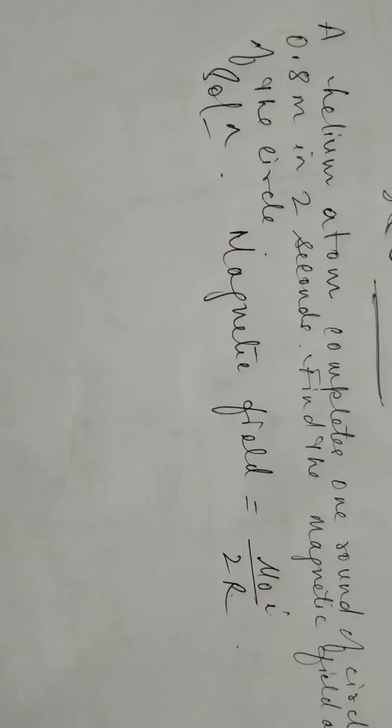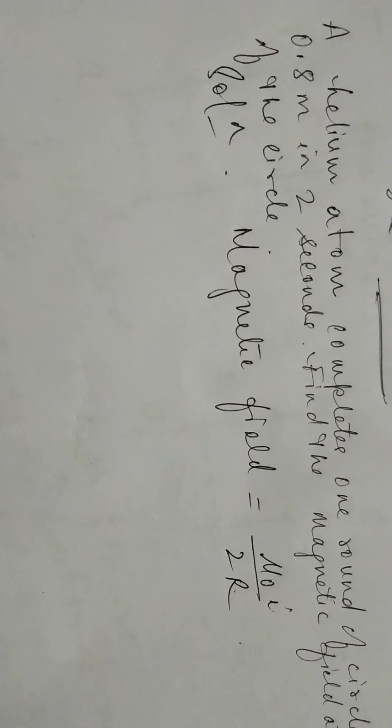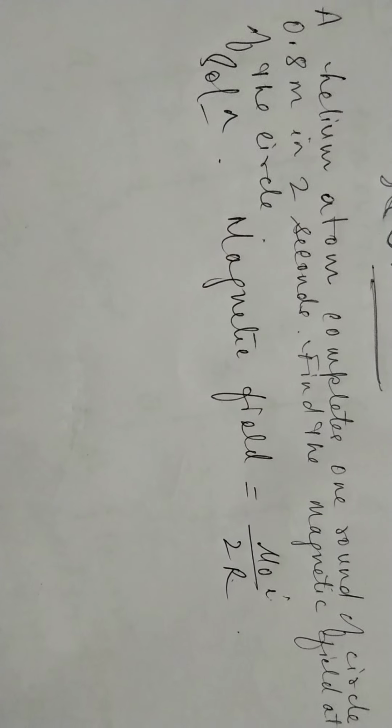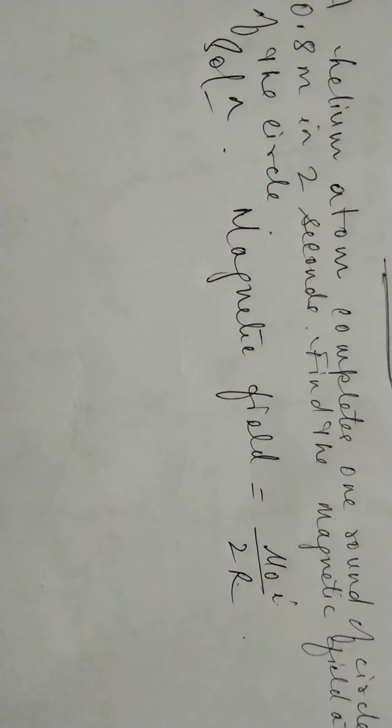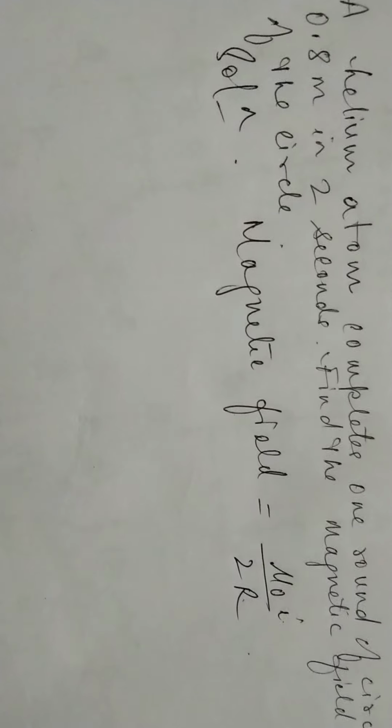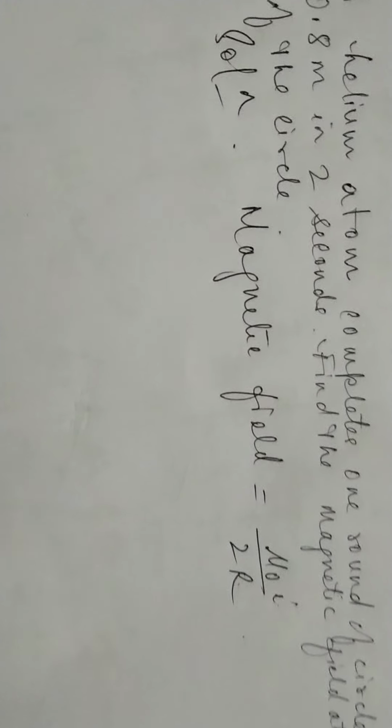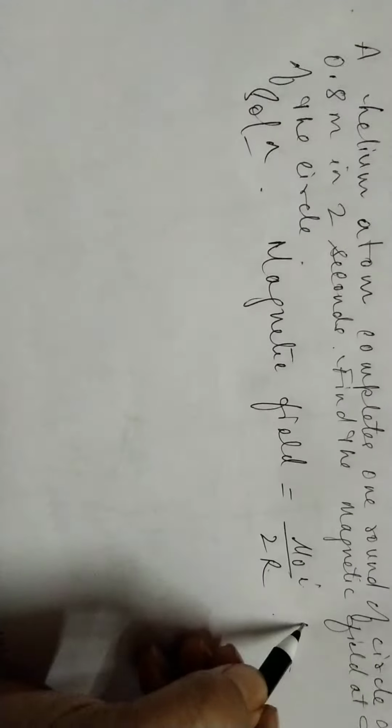Mu 0 we can easily put as equal to 4 pi into 10 to the power minus 7. R is given, but in the question I is not mentioned. So how can we take up the value of I? We need to find out the value of I. Now we know that I is equal to Q by T, where Q is the charge and T is the time taken.